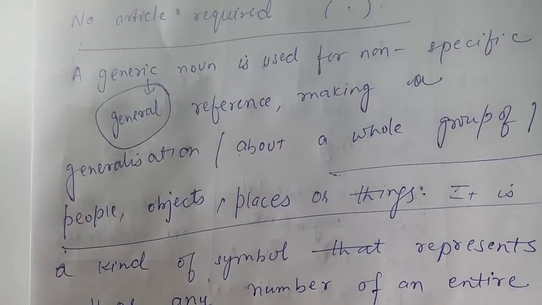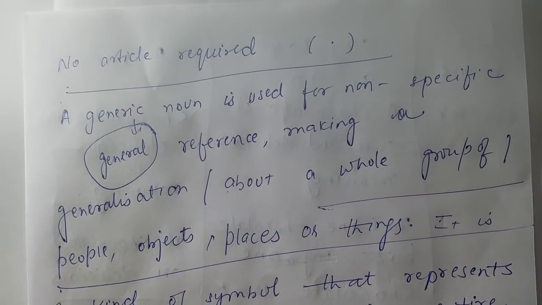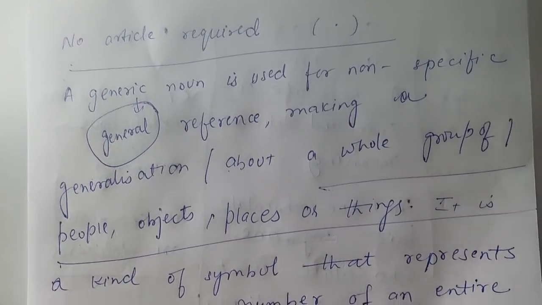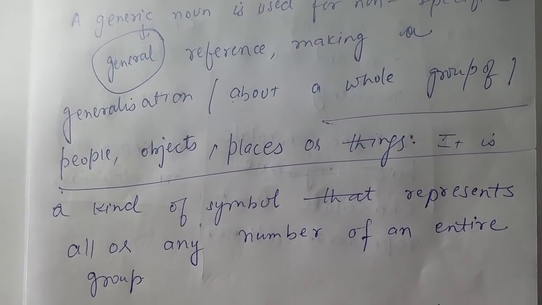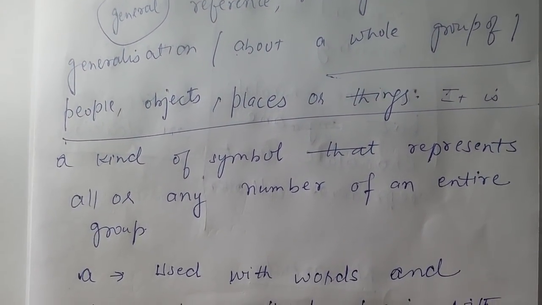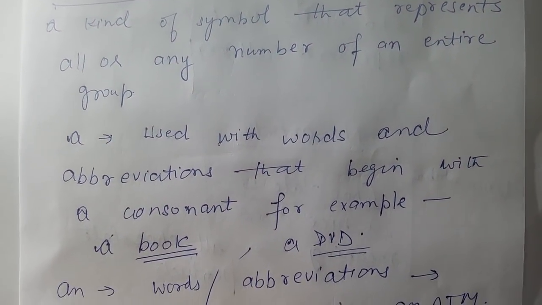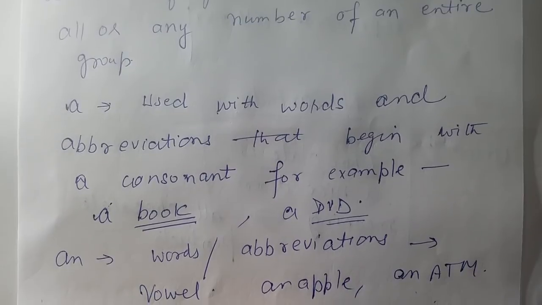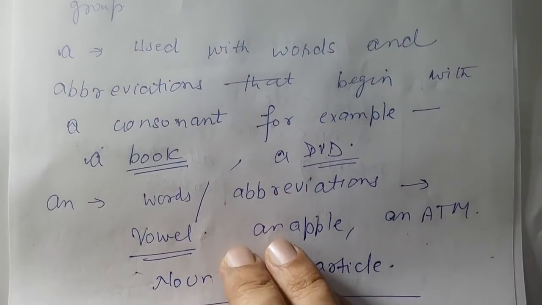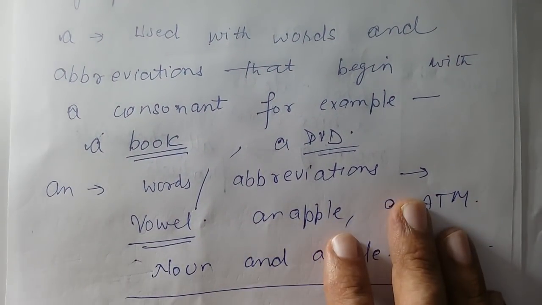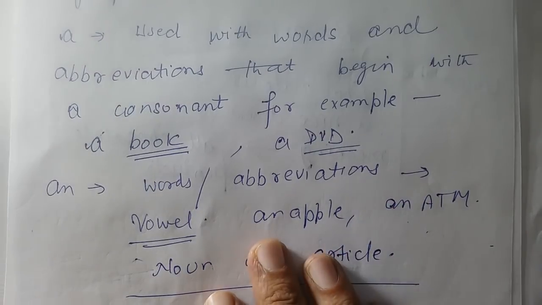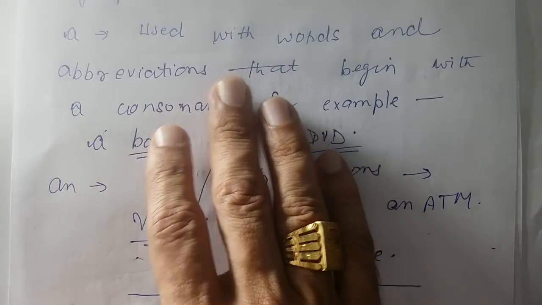So this is on 'no article required', where there is a generic noun, and these are a few relations of generic nouns I have told. And then starts my A and N. Right, so this is my page number 1 on which I have worked.